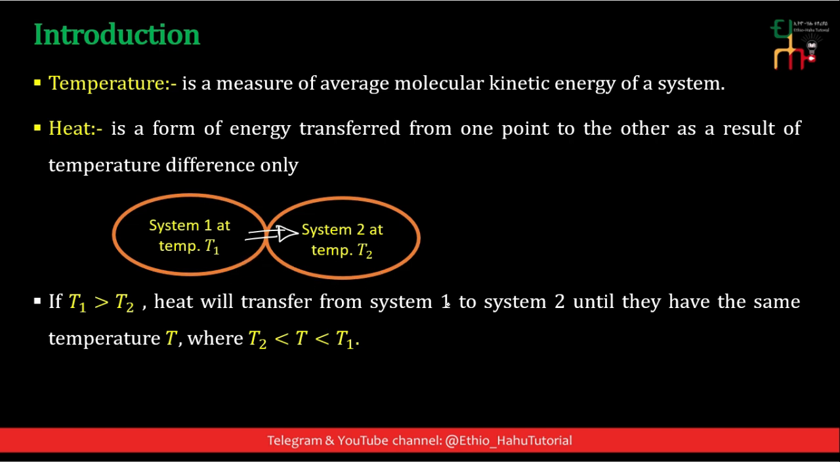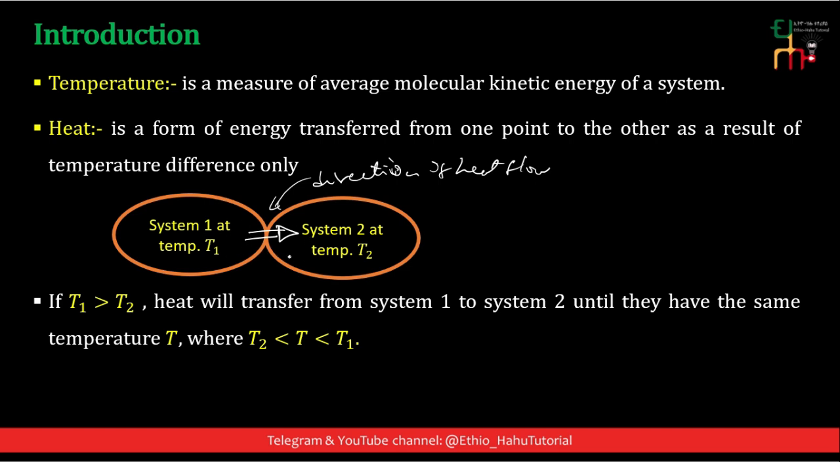Once they have the same temperature, the temperature of system 1 and the temperature of system 2 becomes the same, and that condition is said to be thermal equilibrium. Until thermal equilibrium is reached, net heat transfer occurs from a region of high temperature to a region of low temperature. This is the direction of heat flow. Once they have the same temperature, there is no net heat transfer.